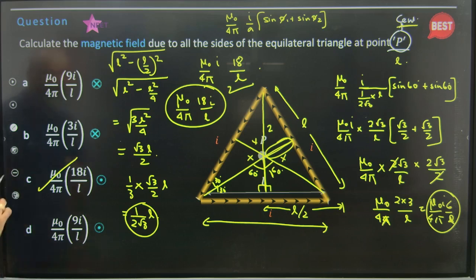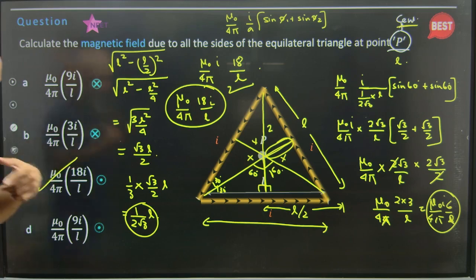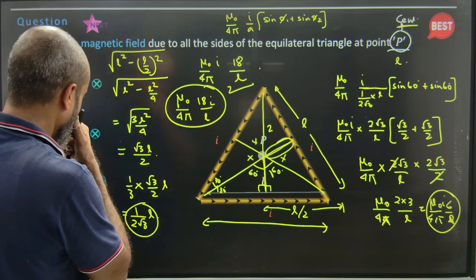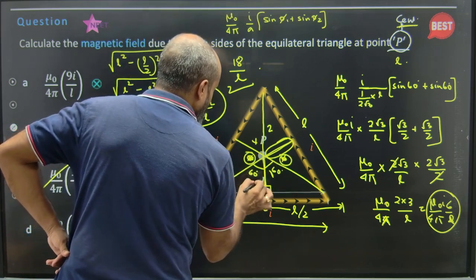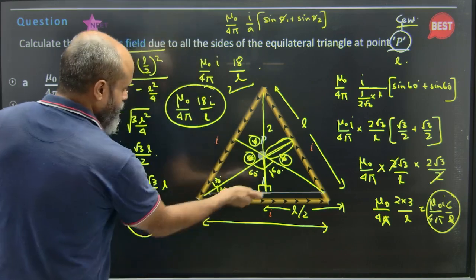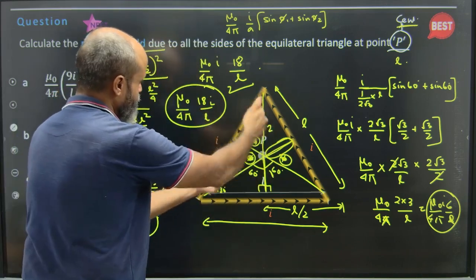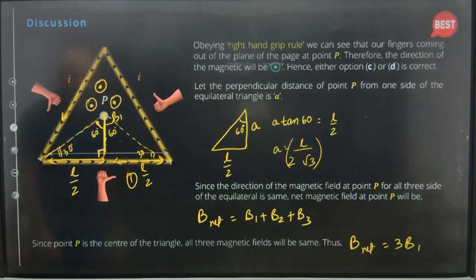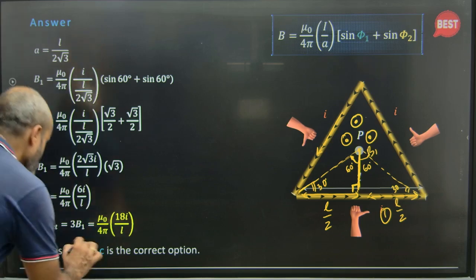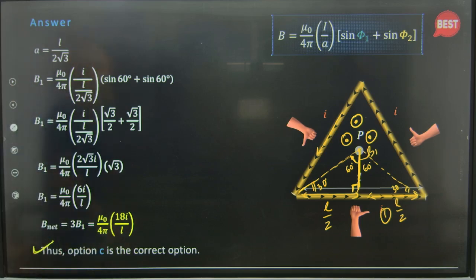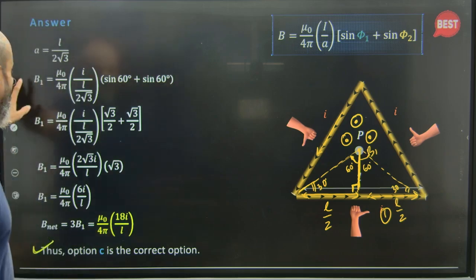Oh, no, no, this is not the correct option. I am mistaking. This is outside. Sorry, outside is dot. Yes, outside is dot. Here we have outside, here we have outside, and here also we have outside. Yes, all dots. So the net field will be... This is option C, the correct answer. Option C would be the correct answer.